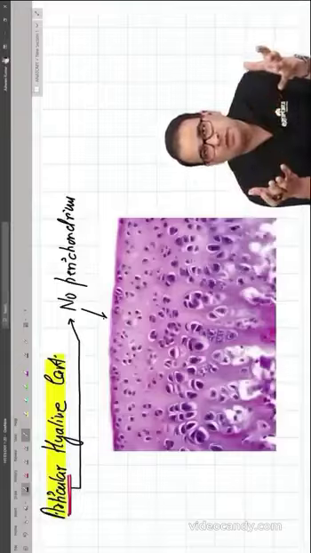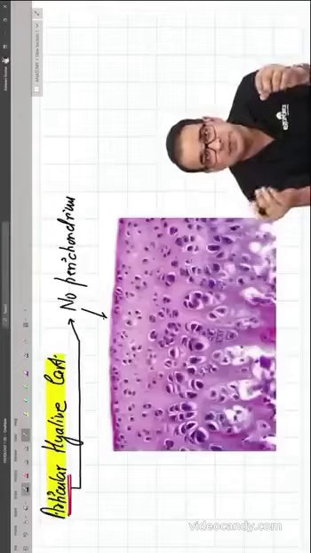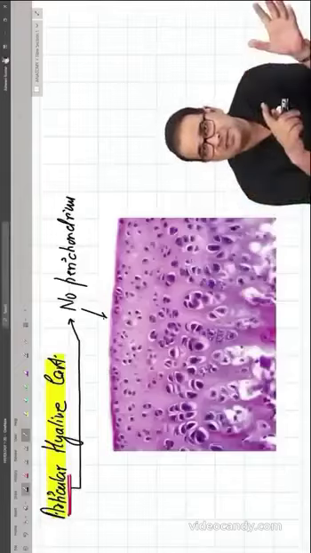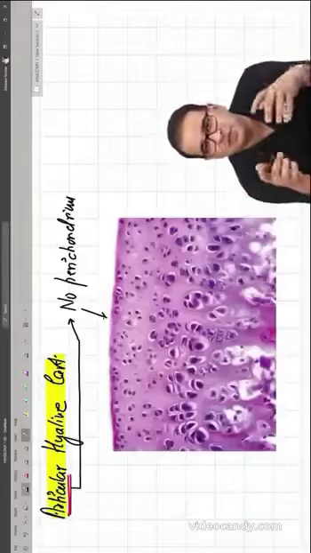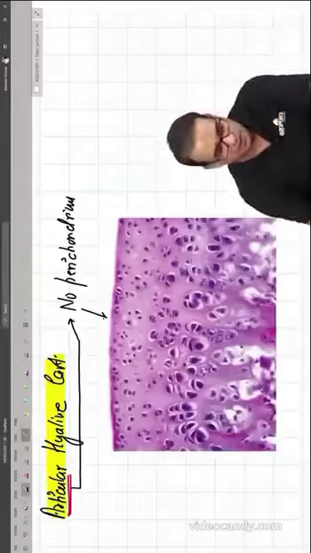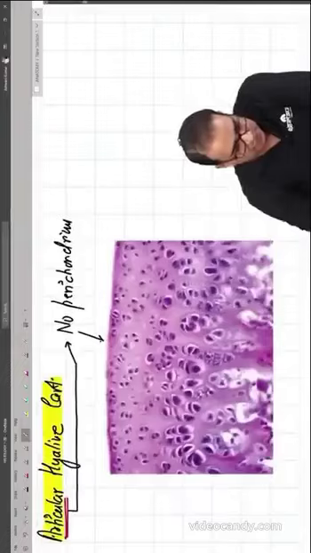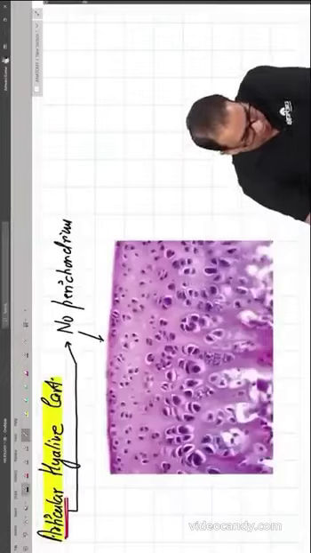One of the properties of the hyaline cartilage is the presence of the perichondrium, but not if it is present at the articular end, and that's why the regeneration is very poor if you look at the articular end hyaline cartilages. And second important thing to note here is this.